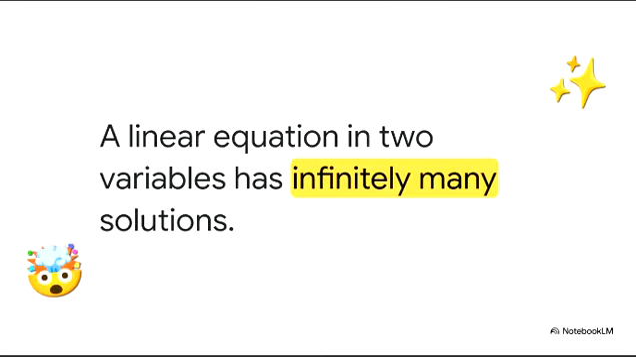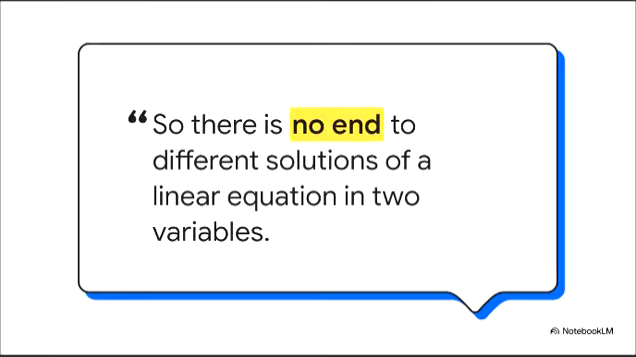Here it is, the main event, the big takeaway of this whole thing. A linear equation in two variables doesn't have one right answer, it has infinitely many solutions. You know, the textbook we're referencing puts it perfectly, saying there is simply no end to the different solutions. I love that. We started in this simple world of one unique answer, and now we've ended up in this vast ocean of infinite possibilities.